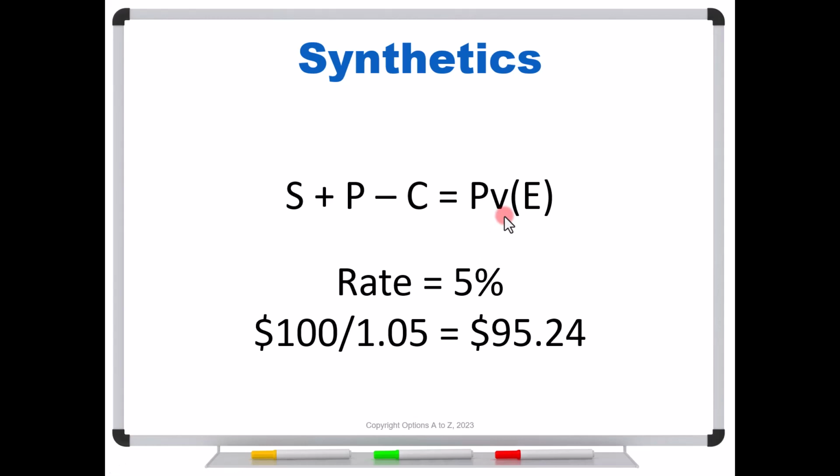Now, of course, if you had a 6-month option, you would need to divide 5% by 2. If it's a 3-month option, you would take 5% divided by 4, and so on. So you could simply scale that interest rate according to the expiration date of your option. But right here is the present value of the exercise price.